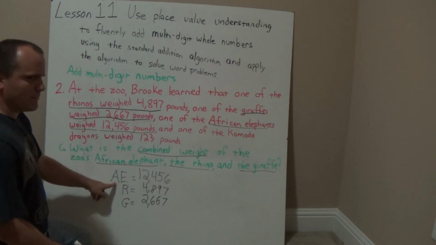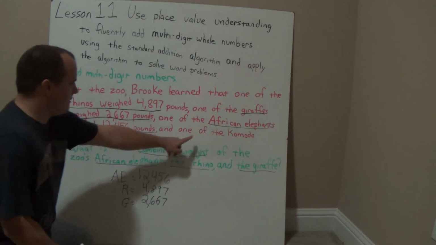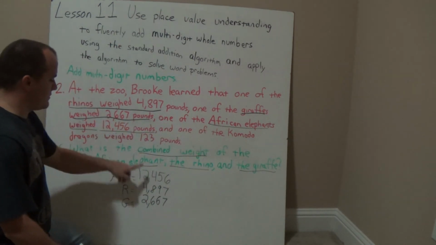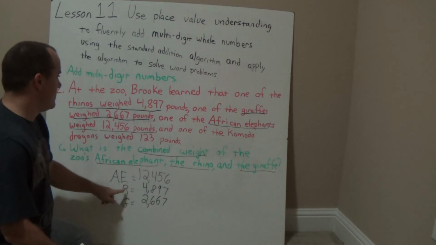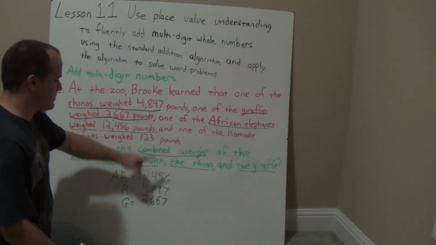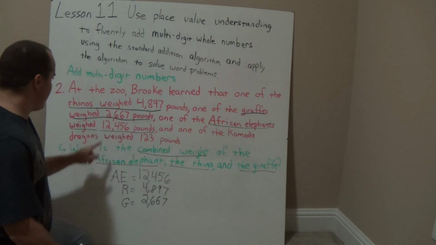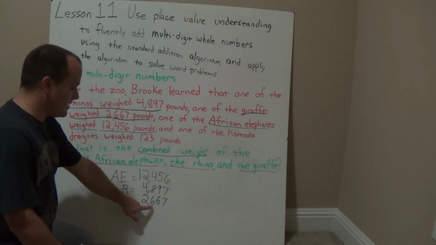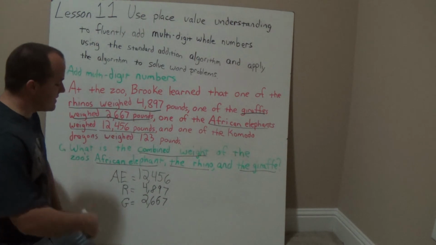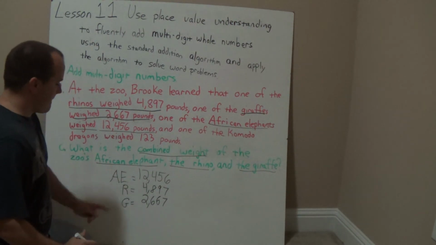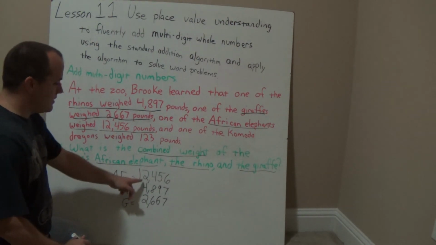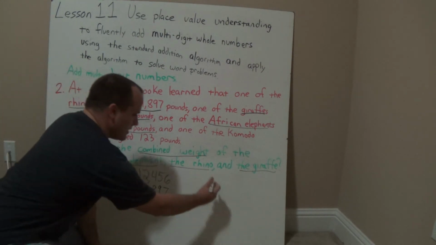Let me double check my numbers though, just to make sure. African elephant, 12,456. Got it. My rhino, 4,897. Got that one. And my giraffe, 2,667. Perfect. I can move on to just my addition. Let me write my African elephant first. 12,456. Come over here.